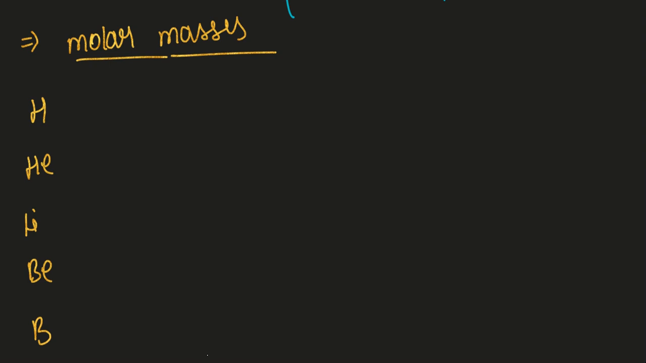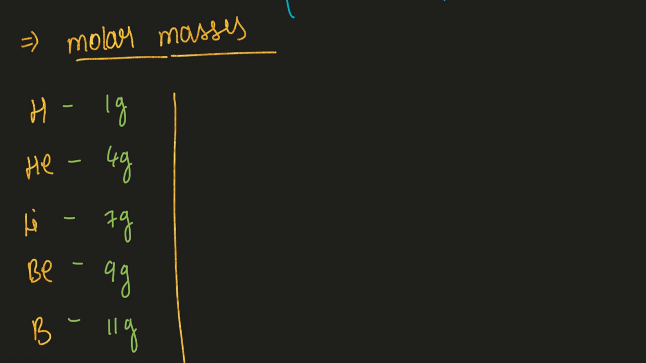Molar mass means we have to take in terms of grams. So hydrogen, how many grams can you expect? 1 gram. Many students will think that, ma'am, if we double the atomic number, then we get the molar mass. It's not always true. Helium doubled gives 4 grams. Lithium 3 plus 3, 6, but we get 7. Beryllium 4 plus 4, 8, but the answer is 9 grams. Boron 5 plus 5, 10, but the answer is 11 grams. Let us go with the next one.